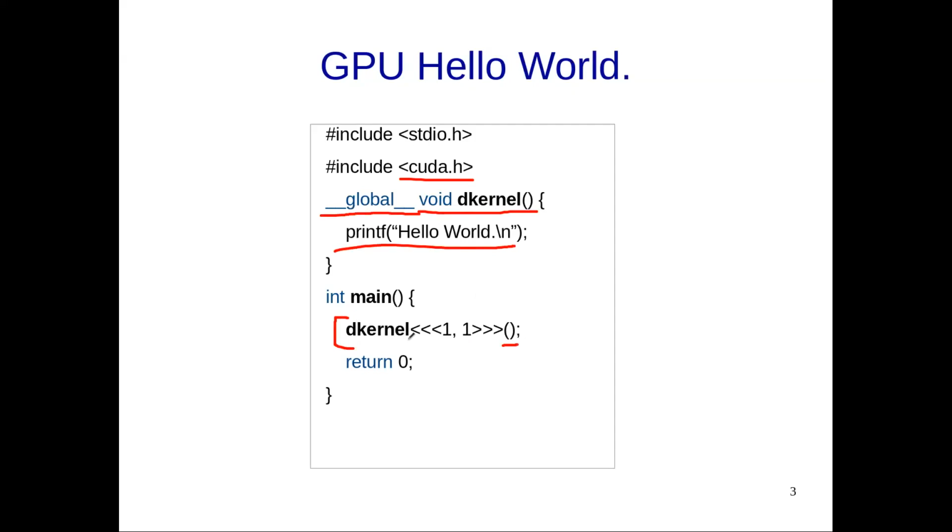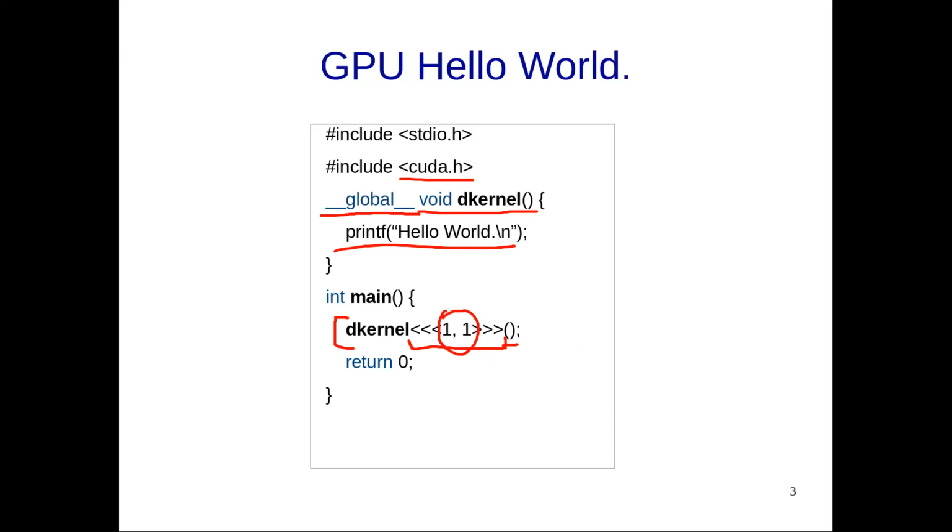But in between, I need to specify something. That's something I'll explain, but essentially it means that the multiplication of these two numbers defines how many threads are going to run this particular function. So it is 1 into 1 in this case, which means that it is going to run with one thread, and we'll discuss how to make it parallel.